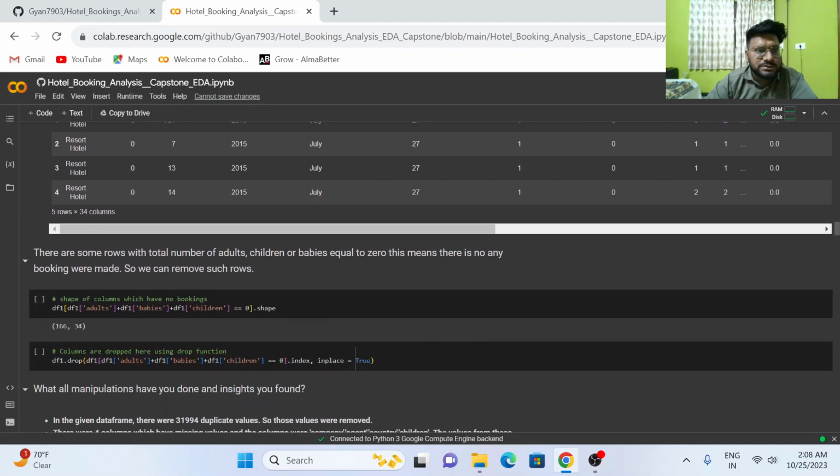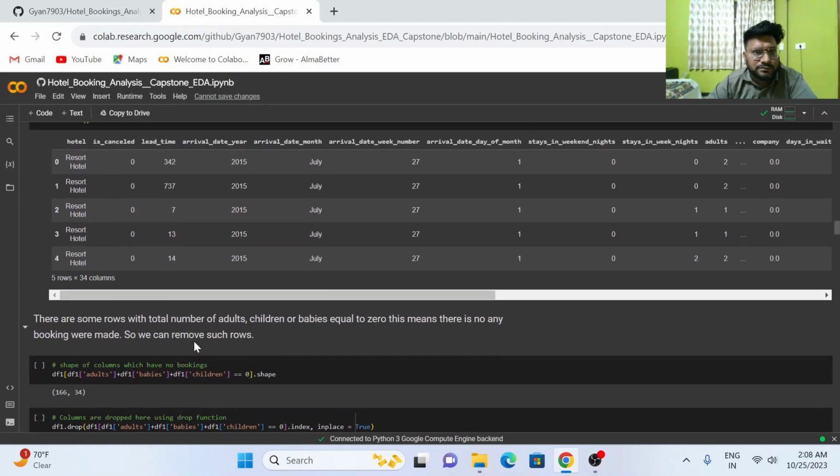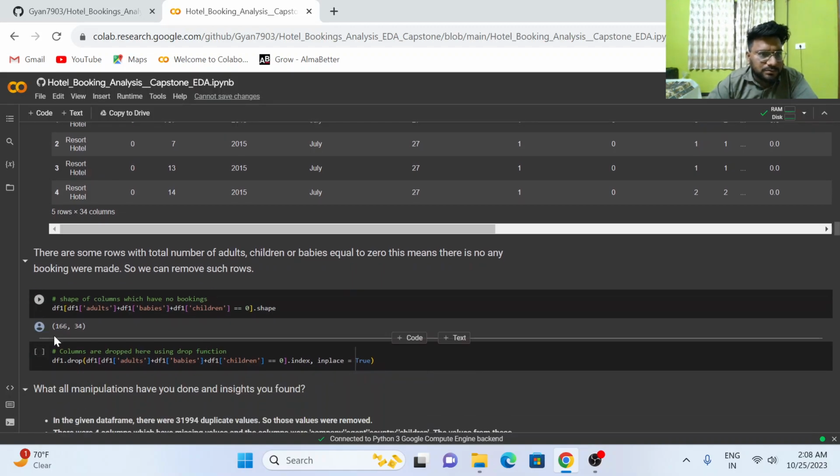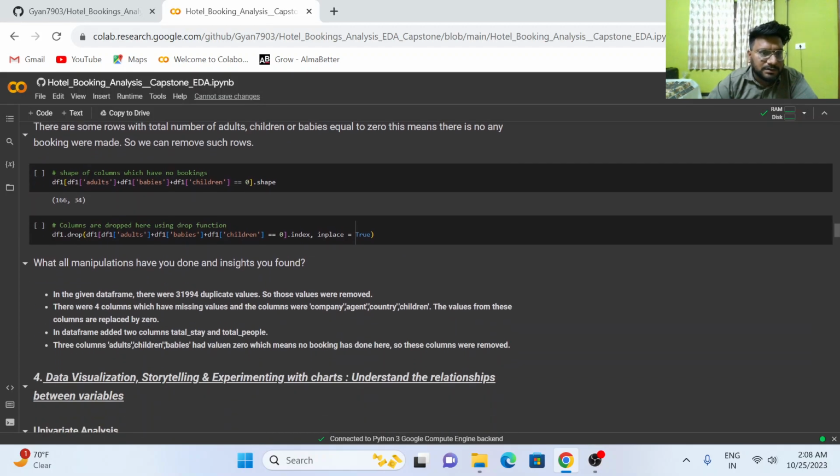So there are some rows with the total number of adults, children and babies equal to 0. This means there's actually no booking made there, and so we can remove those rows also. So first of all we'll find out how many observations, records, are there. It came out to be 166. So we'll drop all those 166 rows.